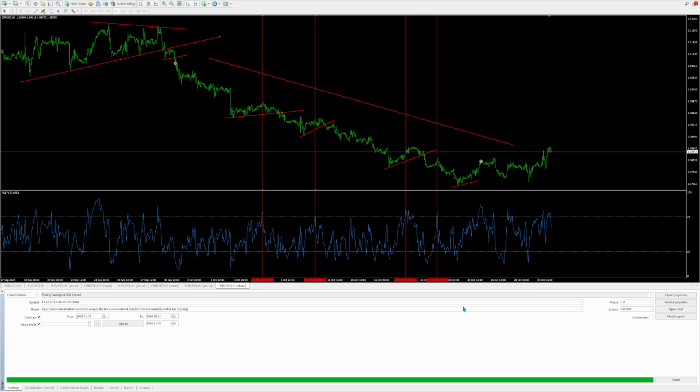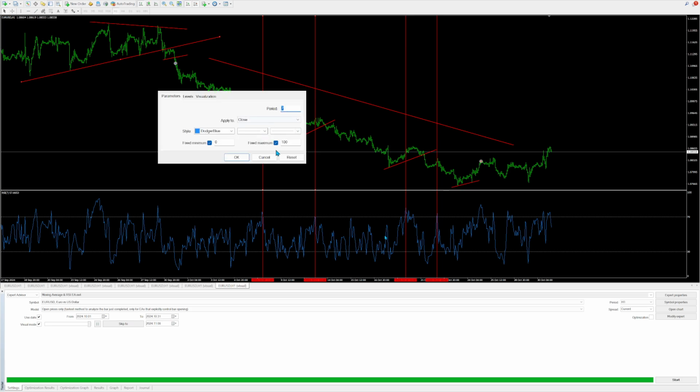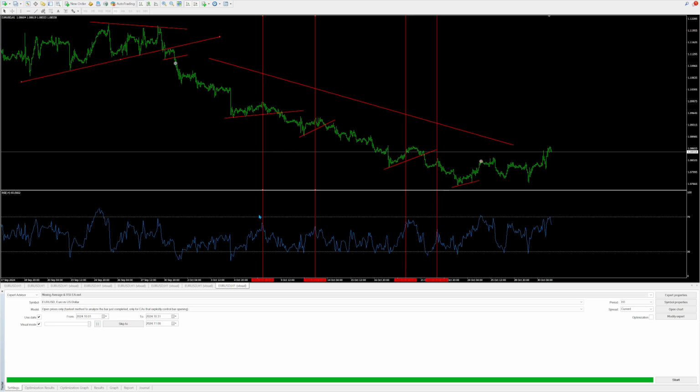I won't run a test on this, but as we've got the RSI and the lines on the chart now, I'll just quickly explain what it is. The RSI not extreme setting basically means the EA will not place a sell trade if the RSI is extremely oversold. It will only sell if the RSI is not extremely oversold, and it will only buy if the RSI is not extremely overbought. Why is this? This is so that you don't sell in an oversold market or buy in an overbought market.